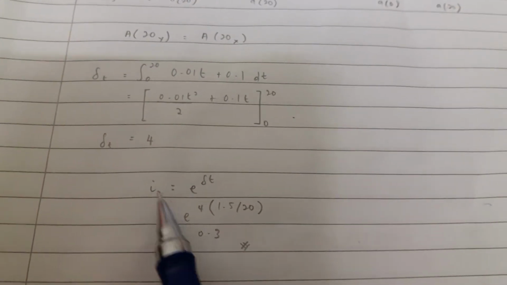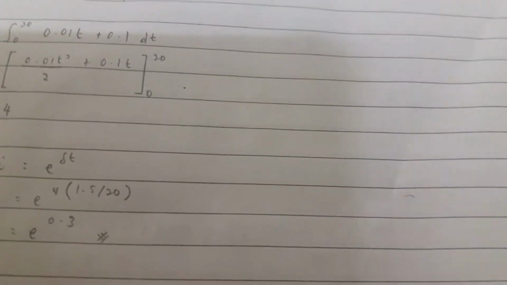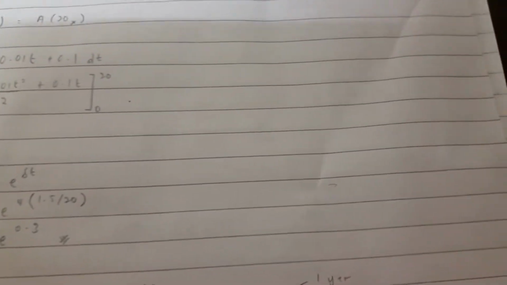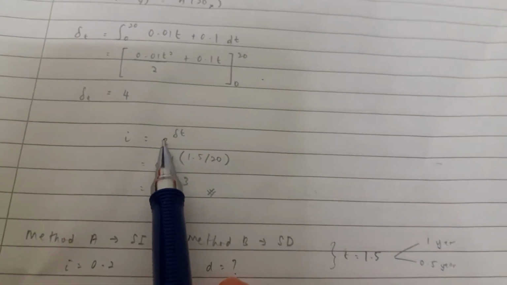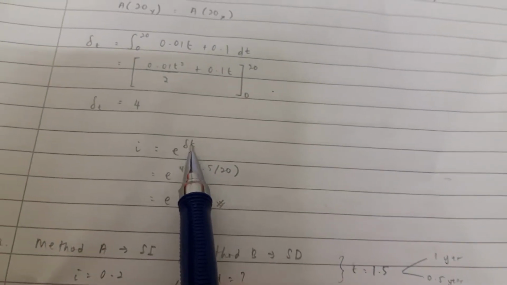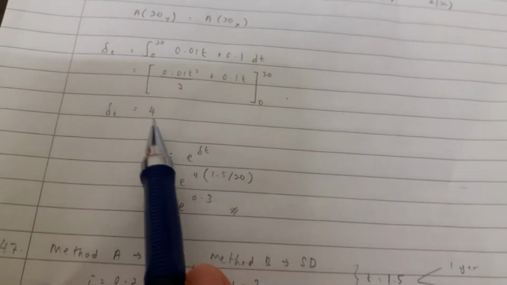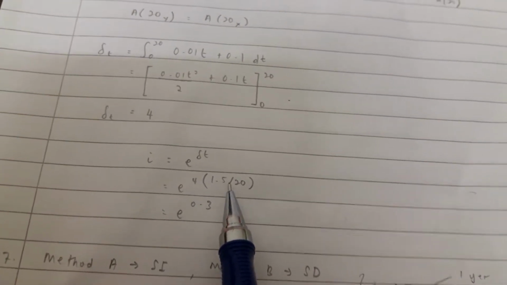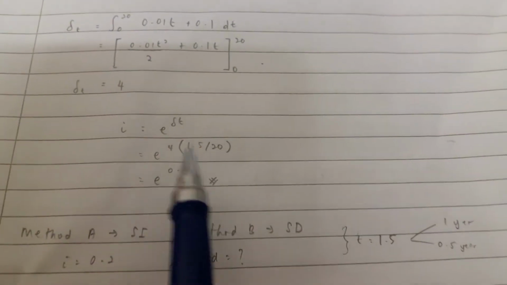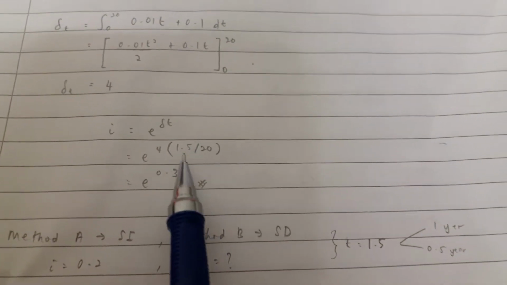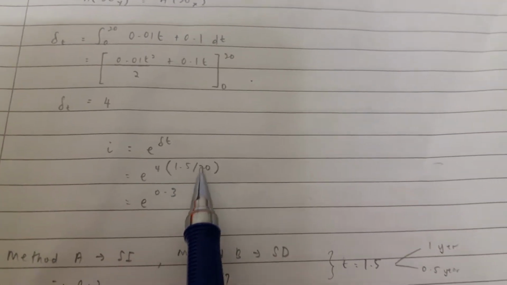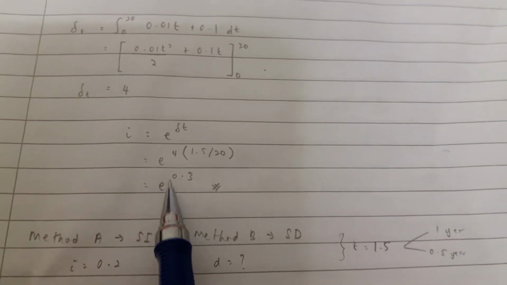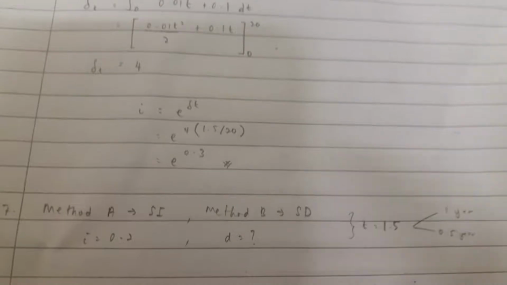And to find the interest rate, to find the value of fund Y at the end of 1.5 years, we put exponential here in the formula. So we insert it in here, and the reason it's 1.5 over 20 is because it says it wants the value of fund Y at the end of 1.5, so we get E to the 0.3.